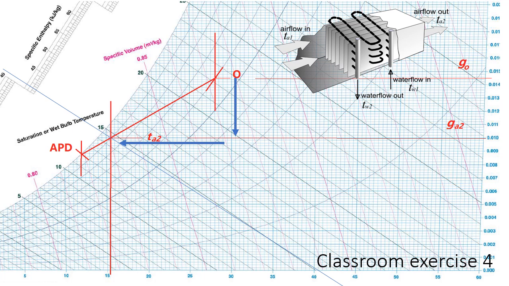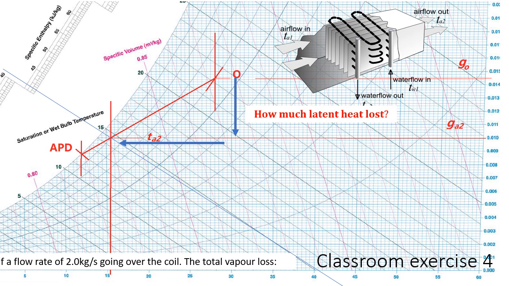Now, how much can we calculate? Use the formula we learned before. So how much latent heat is lost? The mass flow rate we calculated already. What we calculated earlier is the mass flow rate multiplied by delta G. Right? That is how much moisture is lost. Now, if we multiply by the heat of evaporation, we can turn that amount into heat.